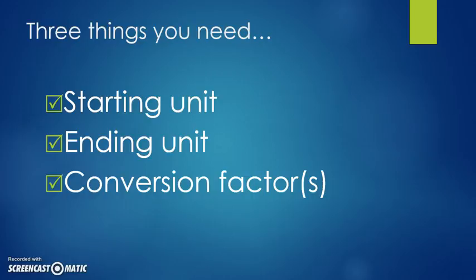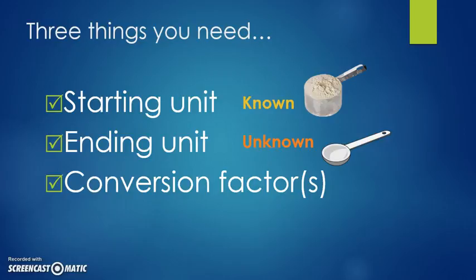So before I move on, we call it the starting unit because you know the quantity. So we know in this problem that we have a half a cup of flour. The ending unit is the unknown. We want to know how many tablespoons is equal to that half cup of flour.